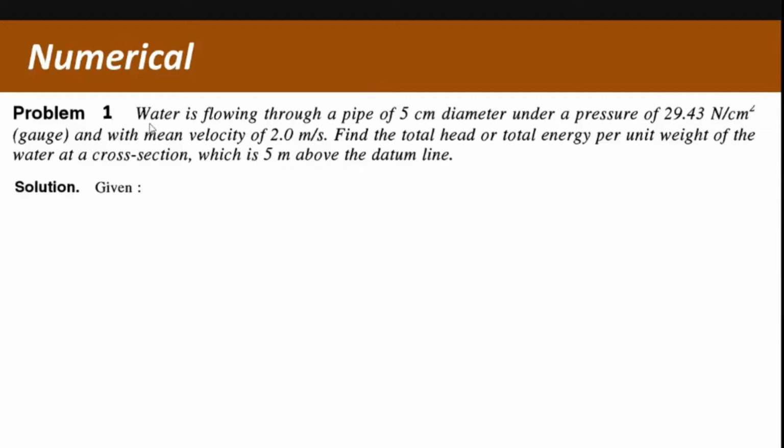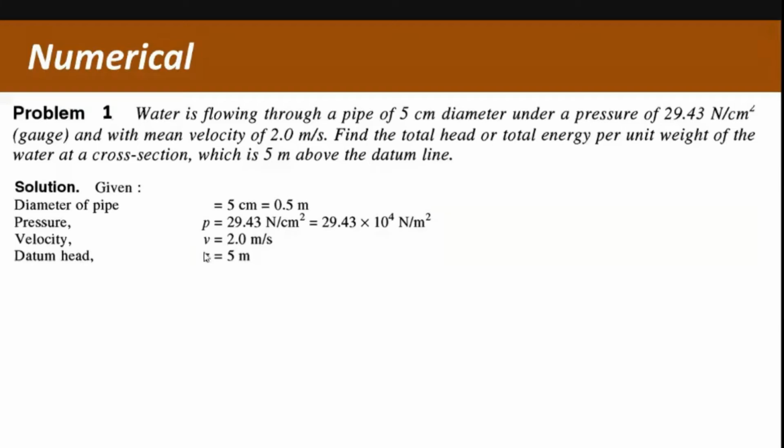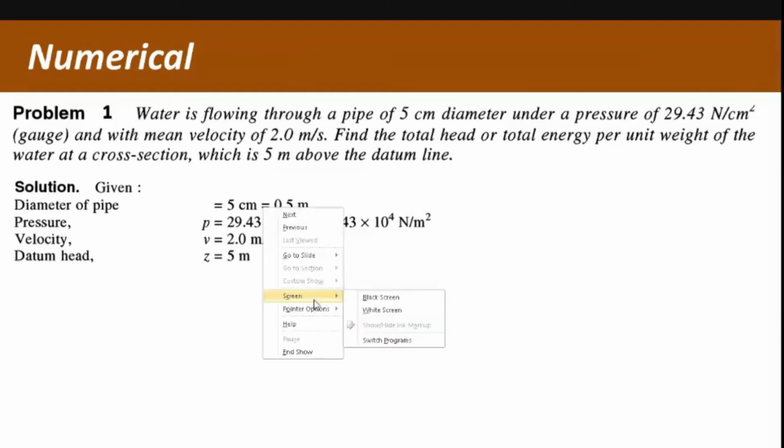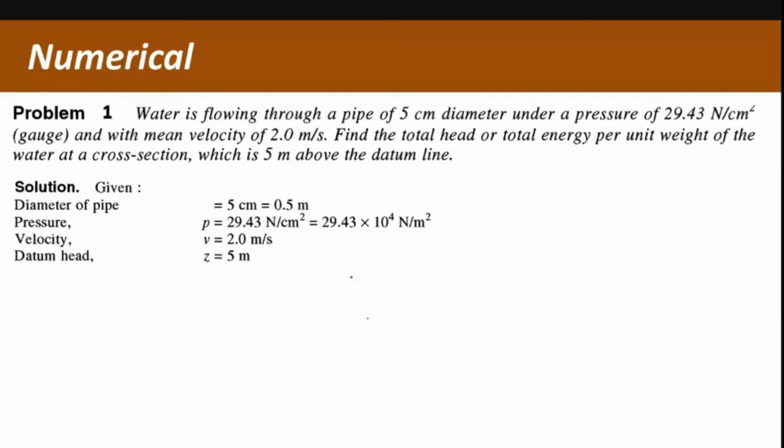Remember, here which fluid is there? Water is there. So for water, mass density rho is 1000 kg per meter cube. Diameter is 5 centimeters, so 0.05 meter. Make one correction: 5 centimeter divided by 100 will be 0.05.